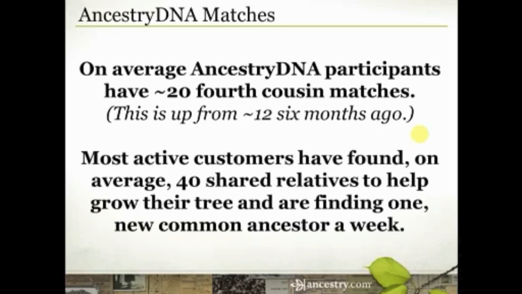Not only that, most active customers have found on average about 40 shared relatives. So you've got your 20 fourth cousins, and that means that 20 more of these are in your distant cousins, that 5th to 6th cousin range. And if you haven't looked at that, I'll show you that in just a minute. So let me just give you my experience. I have 1 third cousin match, and I have 17 fourth cousin matches, so that's 18. And so that makes me a little below average.